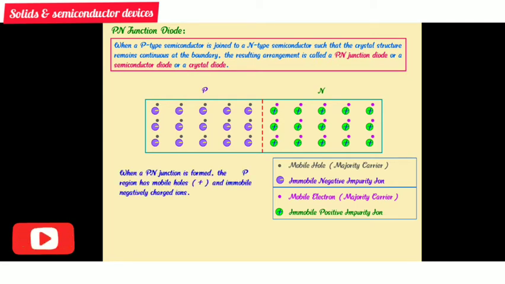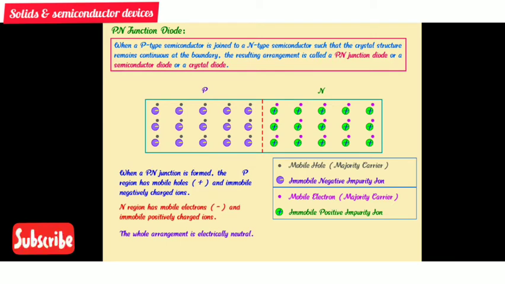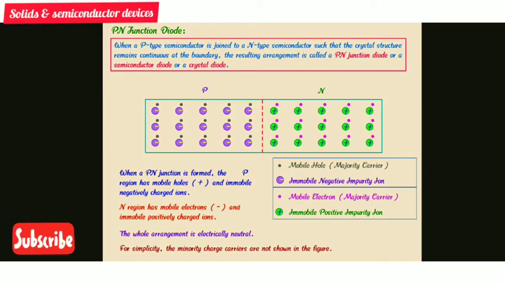When a p-n junction is formed, the p region has mobile holes, which are positive, and immobile negative charged ions. The n region has mobile electrons, which are negative, and immobile positively charged ions. The whole arrangement is electrically neutral. For simplicity, the minority charge carriers are not shown in the figure. P-N junction diode immediately after it is formed.